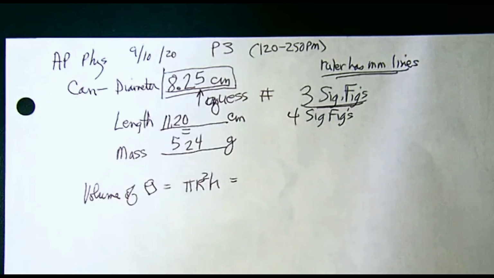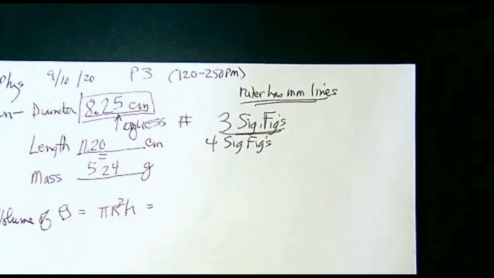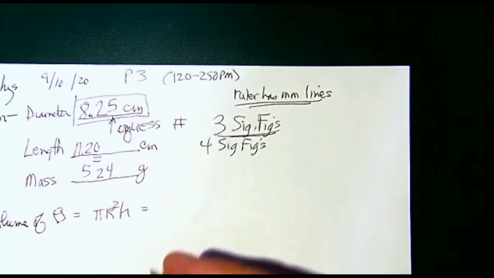So that's the area of the top times the height of the cylinder. I'd like you to go ahead and do that now, and let's find out what your answer shows up with, with the correct number of sig figs. Go ahead and do that for your cylinder.